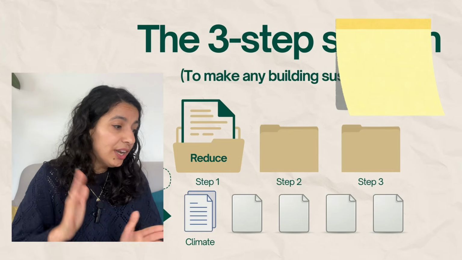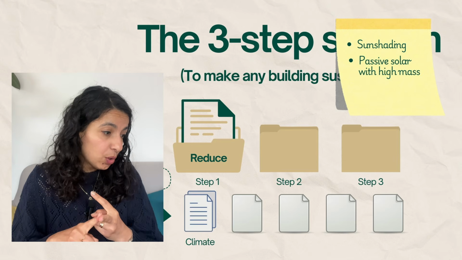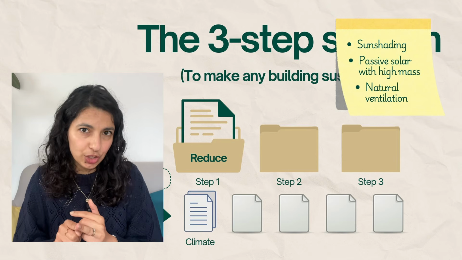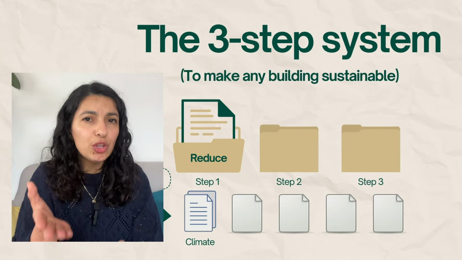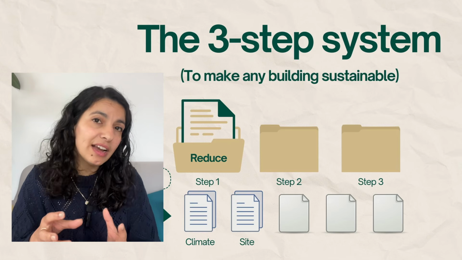So after this step, we know our building could use sun shading for the windows, passive solar gain with high mass, and natural ventilation / wind protection. Okay, so we keep note of this. Now we look at what is available to us on site that will allow us to implement this. This is what you know as a site analysis. But the difference here is that we are analyzing with intent.